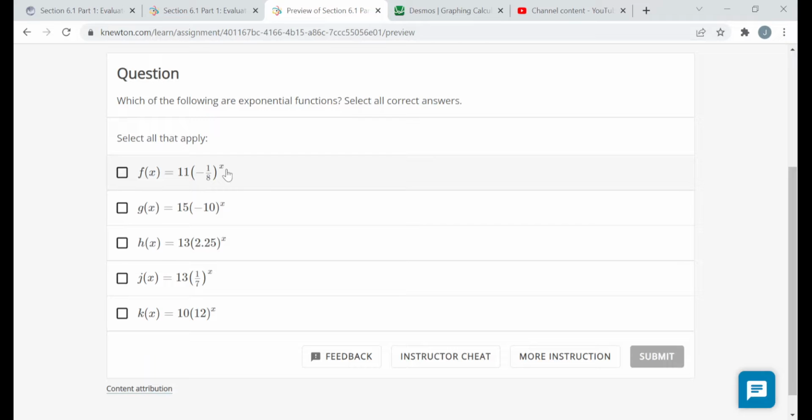Here we have an exponential thing going on, but the base is negative. So that doesn't satisfy our definition. Same thing here. Negative 10 to the x. Here it's a positive number to the x times some 13 there. That's exponential. Positive 1/7 to the x times 13. That's exponential. Positive 12 to the x and then times 10. That's exponential. So 3 exponential functions here.